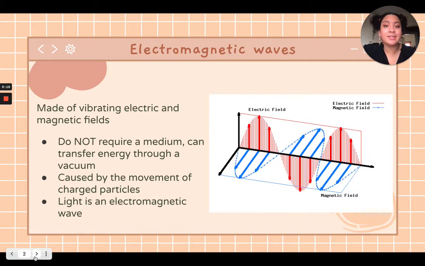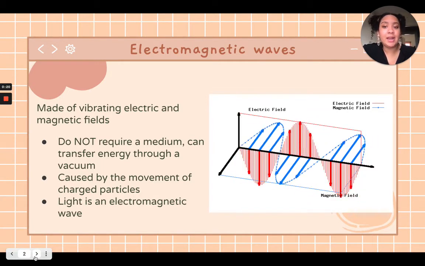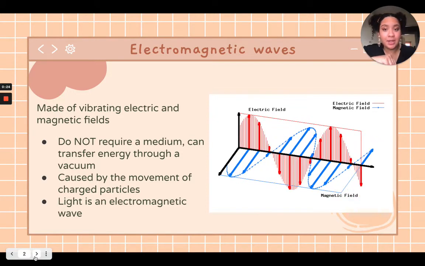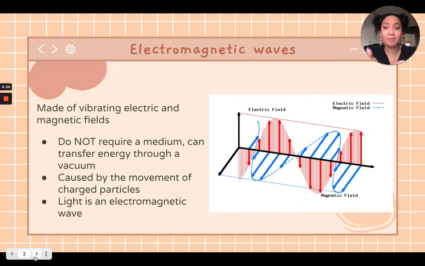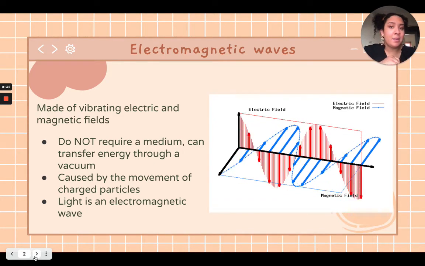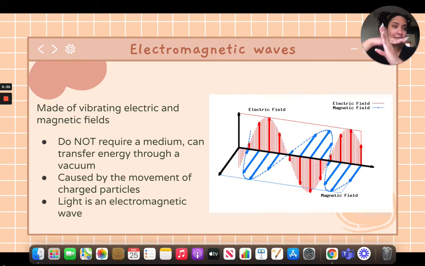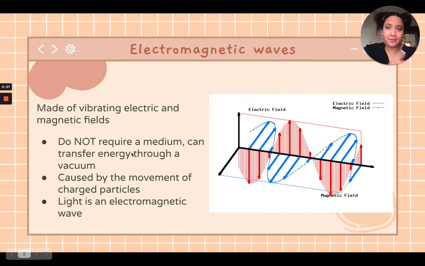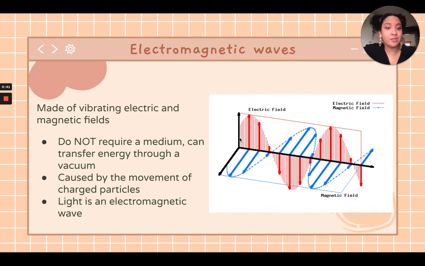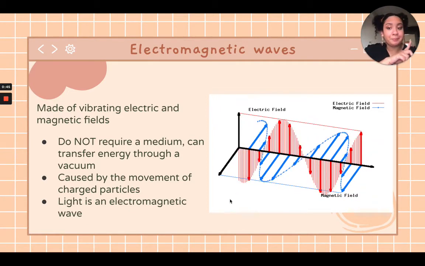So first, what exactly is an electromagnetic wave? It's made out of vibrating electric and magnetic fields that are in our environment. They are everywhere. We have fields of both electric and magnetic fields, and those being perpendicular to each other. So they're like this to each other, as you can see in the graph. That's what makes the electromagnetic wave. They're also both transverse waves, so they go up and down from the source of movement.